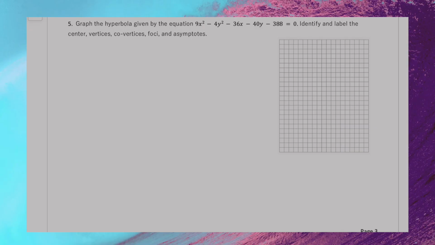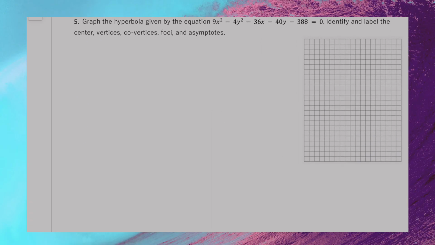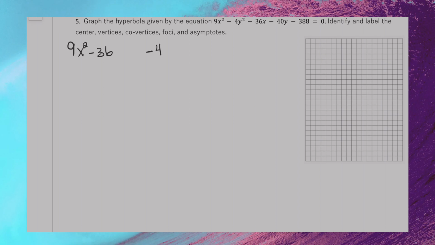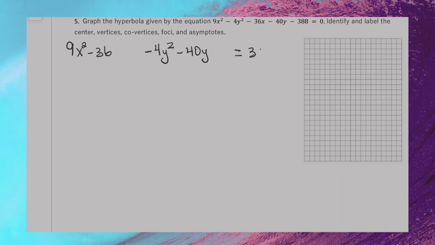Very similar to what we did with ellipses, I am going to put all the terms that have x, and then all the terms that have a y, and then put anything that doesn't have a variable with it, the constant, to the other side of the equation. Okay. Now I'm going to factor.